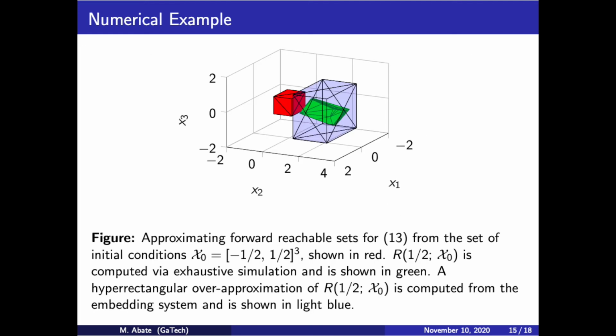So we'll take an initial set, here shown in red, which is a cube in R3 centered at the origin, and we'll aim to predict the time 1/2 reachable set of this system. The true reachable set of the system is shown in green, which was computed using an exhaustive simulation, and a hyperrectangular over-approximation of this reachable set was computed using the tight decomposition function and is shown in blue.